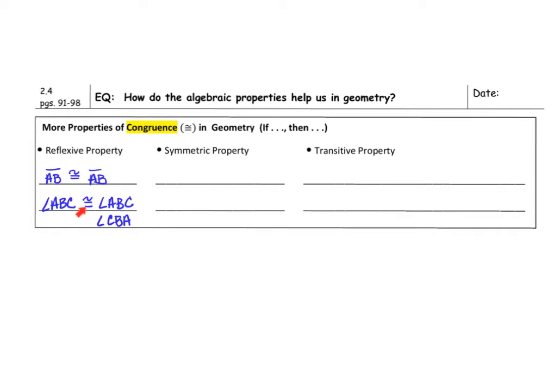And because we're using the congruency symbol, you do not have to put the M's in front for the measurement of angle ABC. We only use the M's when we have properties of equality or equal signs.